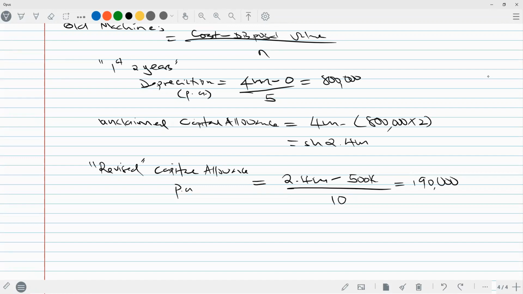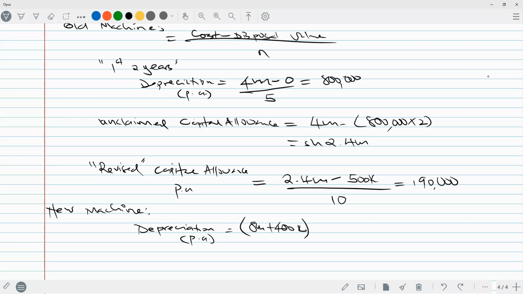Now let's evaluate the new machine. You'll be told the cost of this new machine. The tax depreciation per annum, not accounting depreciation but tax depreciation, for the machine is equal to the cost, which is 8 million. Don't forget it has the installation cost, which is part and parcel of the cost of the machine, plus the 400,000.